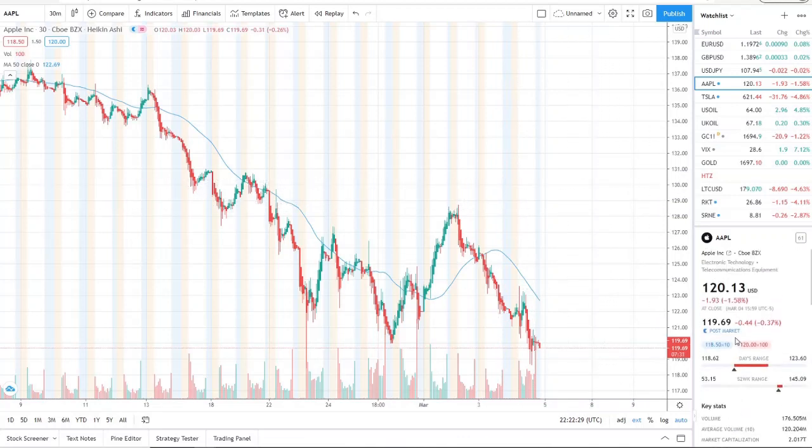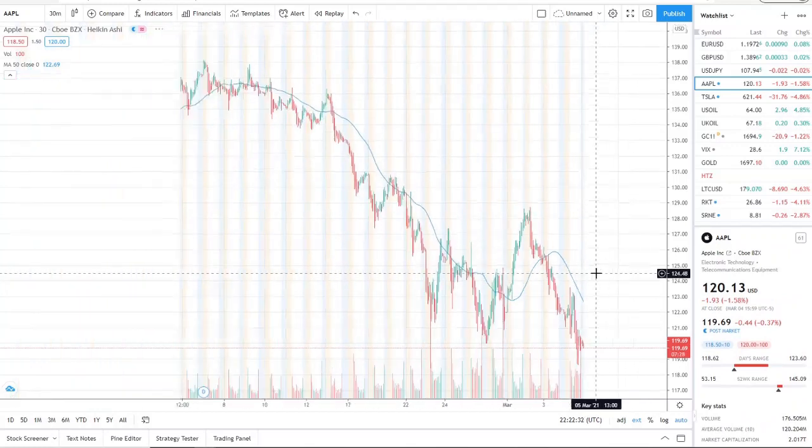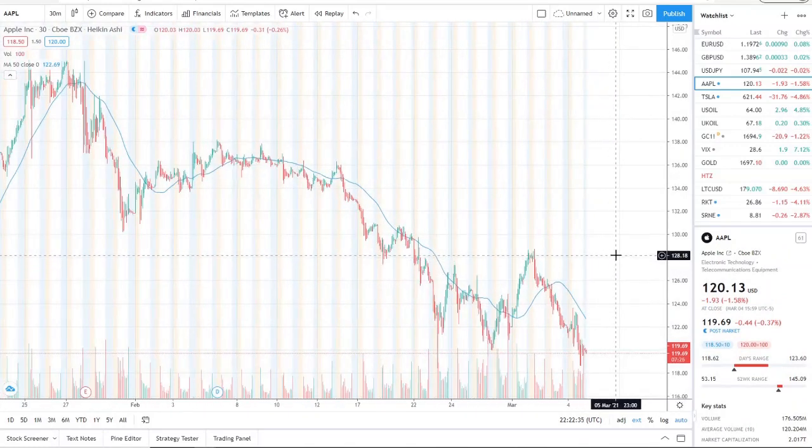But not to say that Apple is not a powerhouse. This is a major powerhouse. It was just to use it as a simple example.